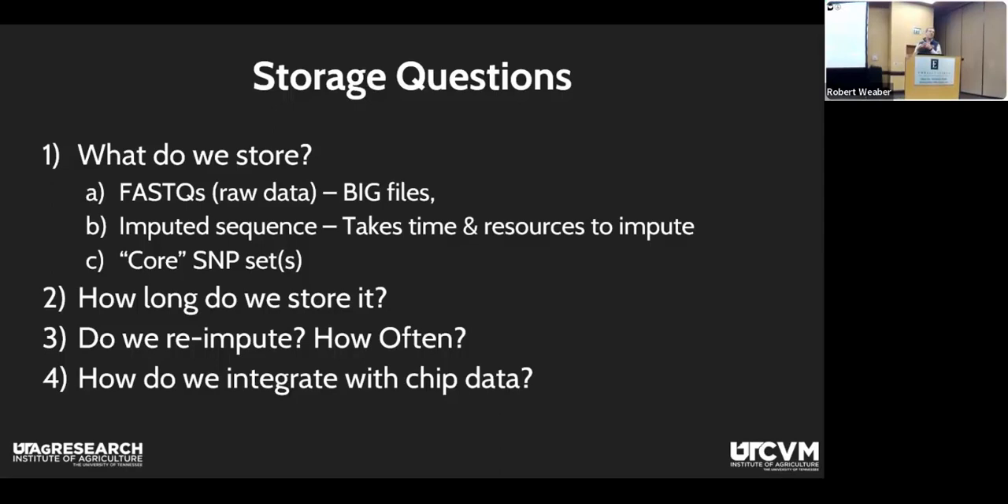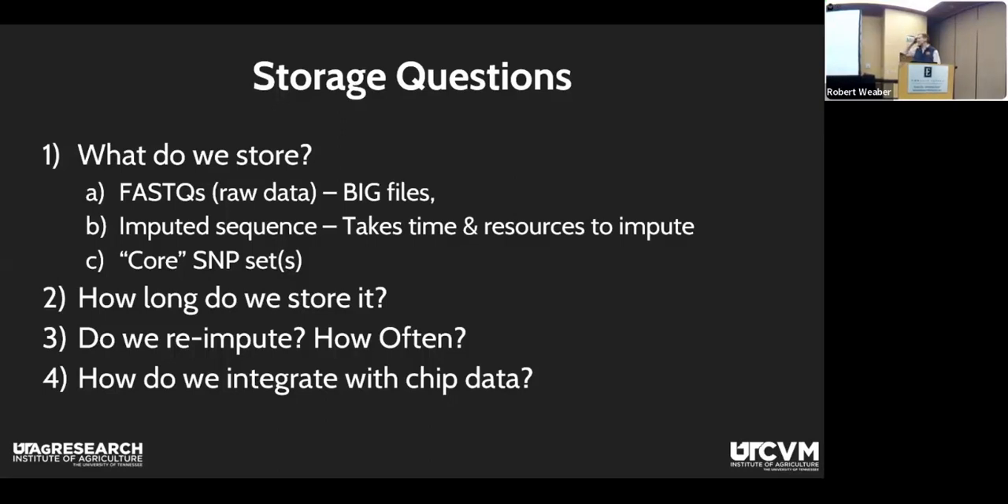And the important thing to keep in mind, particularly as we think about these last two, if we're not going to store FASTQs long term, what happens as we update our reference? What happens as we get new methods that let us do imputation better? These things are not going to be as static as a chip genotype because they're going to be very dependent on what comes in from the side of a reference panel or an imputation software.